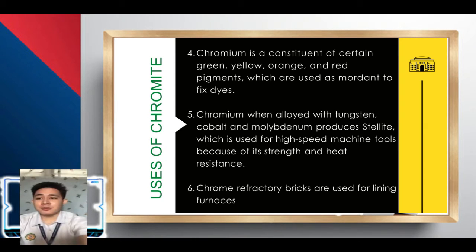Number 6, chromium refractory bricks are used for lining furnaces. The refractory brick is a block of ceramic material that is used in linings, furnaces, fireplaces, and fireboxes. So, natay different types of refractory bricks. Ang isa na diri ang chrome refractory bricks. So, ang chrome refractory bricks is made up of 50% of chrome iron ore. So, under ini siya sa neutral refractory bricks.